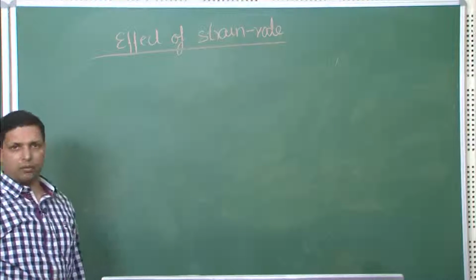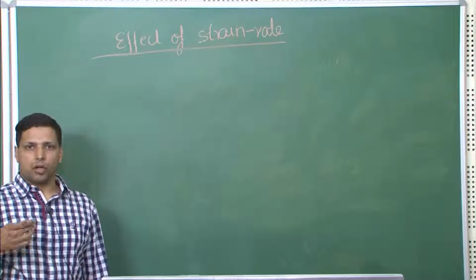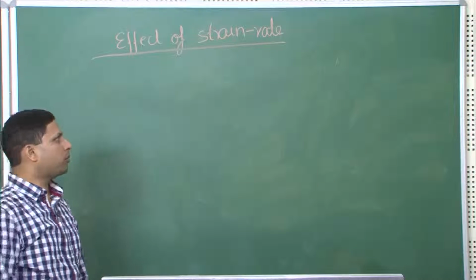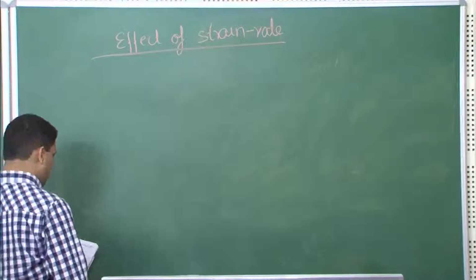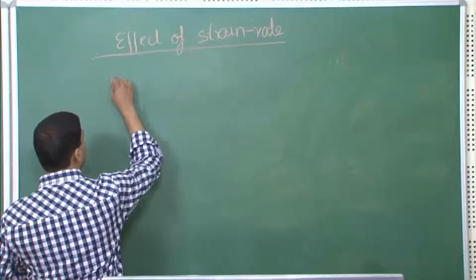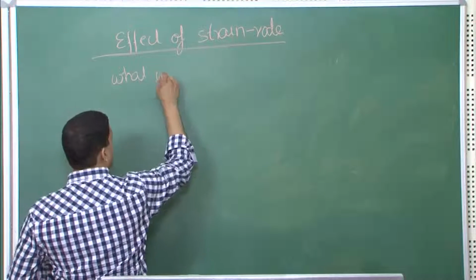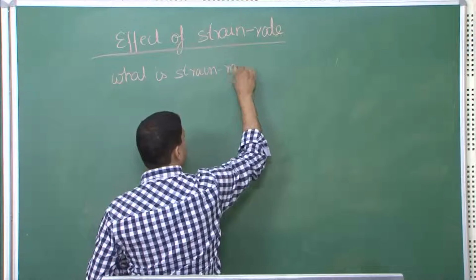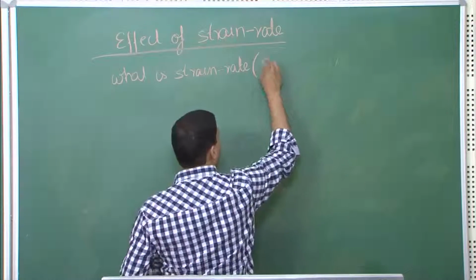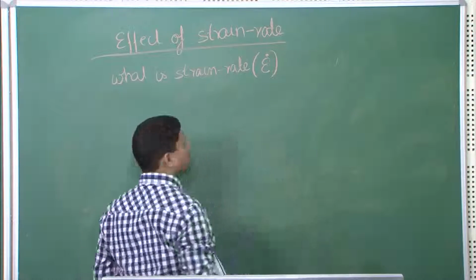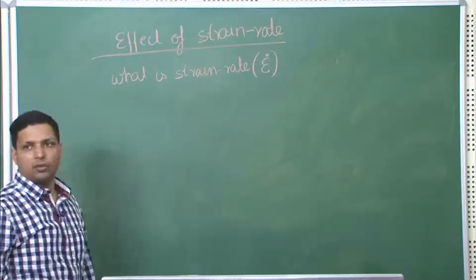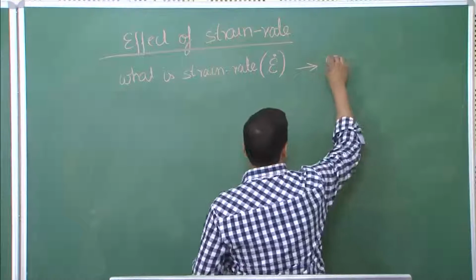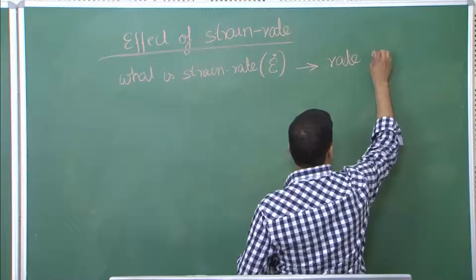And it should not make much of a difference to the overall stress required for deformation or to the material behavior or the material properties, but that is not true. First of all, let us understand what is strain rate. It is usually denoted by epsilon dot, because dot represents del epsilon by del t. So, it is actually in that sense rate of strain, or we can say rate of deformation.